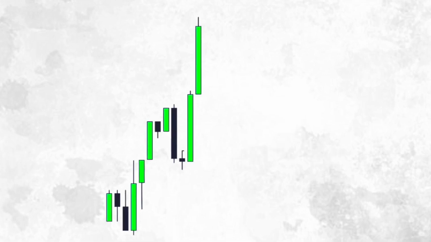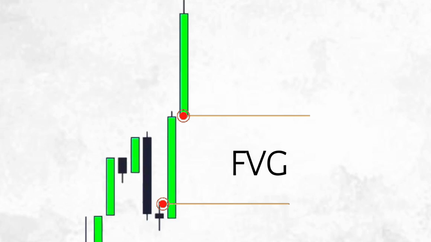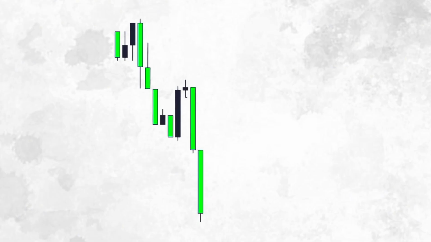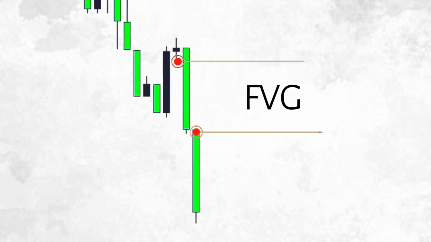In an uptrend, if the low of the third candle is higher than the high of the first candle, and the middle candle doesn't overlap with the first, a fair value gap has formed. In a downtrend, if the high of the third candle is lower than the low of the first candle, it indicates a gap. Its significance and importance is linked with overall market structure and trend context.